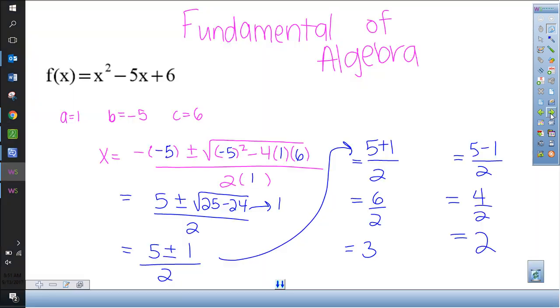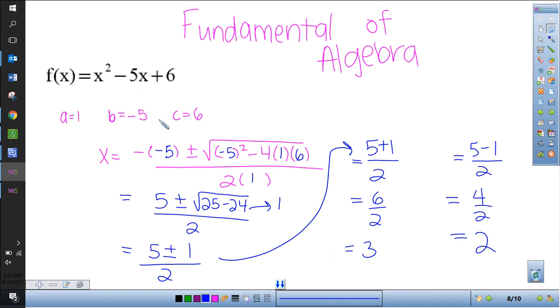So what was my solution? My solution was 2 and 3. And where did it touch that x-axis? It touched it at 2 and 3. So 2 and 3 are my solutions to my quadratic, but they are also the zeros, the intercepts of my quadratic. And we also refer to these as the roots of our quadratic.